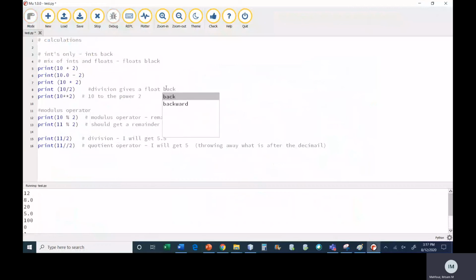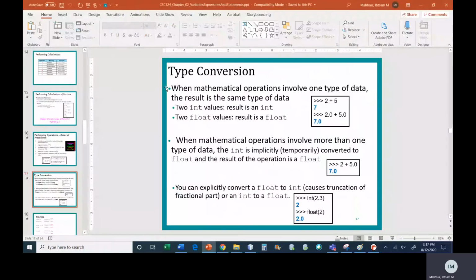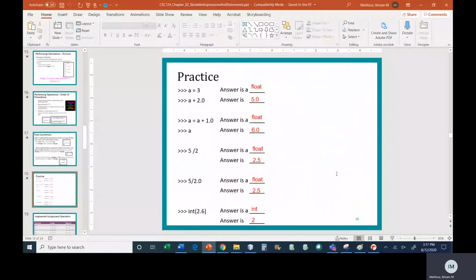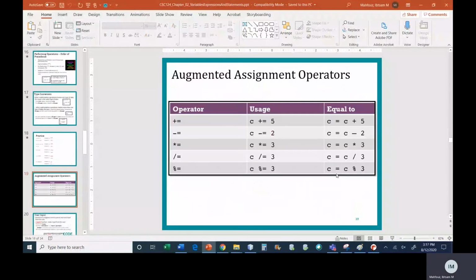Okay. So remember when we talked about the types of variables, here we're just reviewing what happened. So when you have ints, you're going to get an int. When you have float, you're going to get a float. If you have a mix, it's going to be upgraded to a float. You can do this practice on your own.